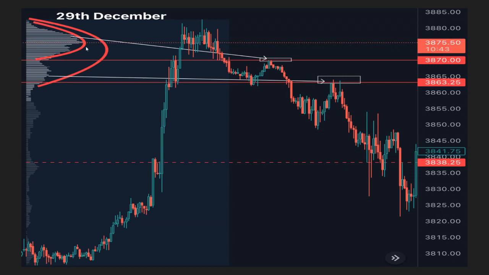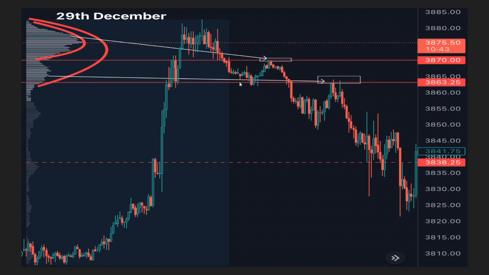So I would consider this to be in fact part of one distribution. Therefore, as I said in my playbook, in the slides that I said previously, my short entry would be here. This would be the level I would be paying attention to.